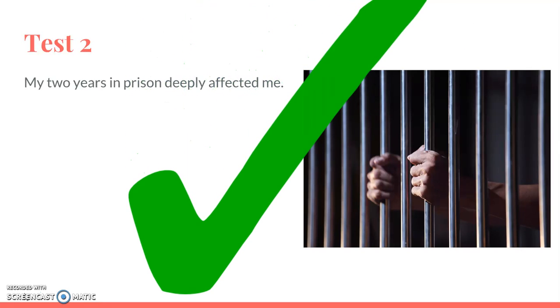If you said this was correct, you're correct. My 2 years in prison deeply affected me. Affected in the sentence is used correctly. Affected in the sentence is being used to tell us that the 2 years I spent in prison impacted me deeply.